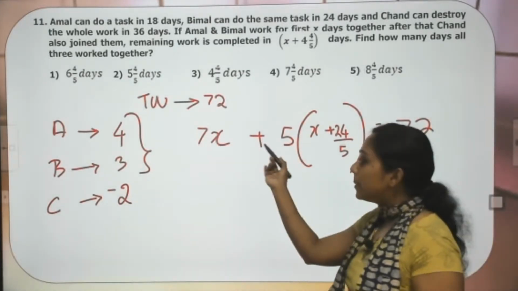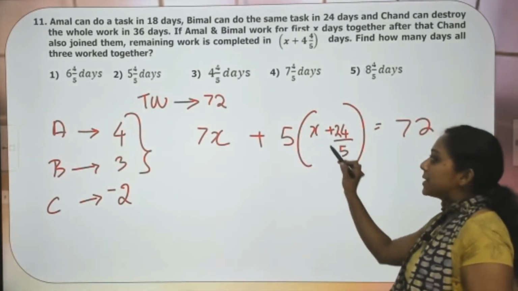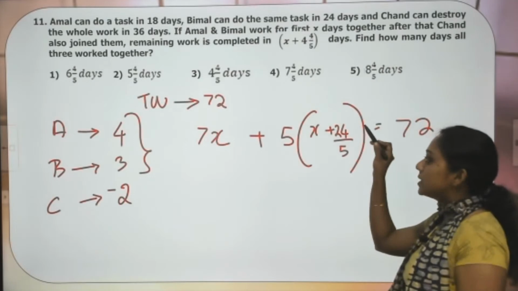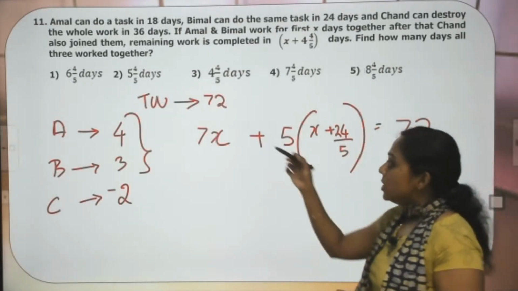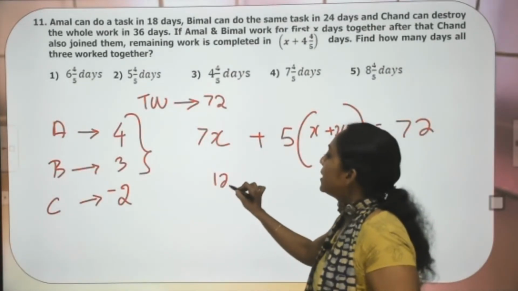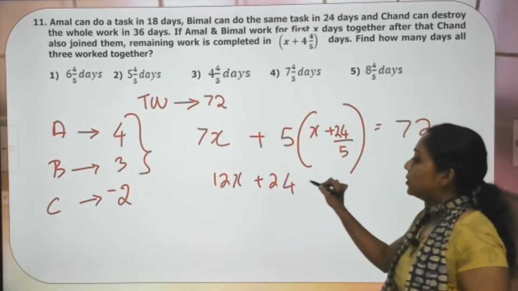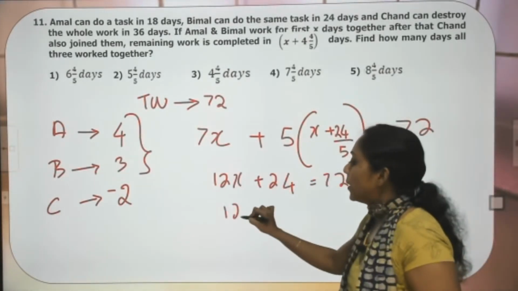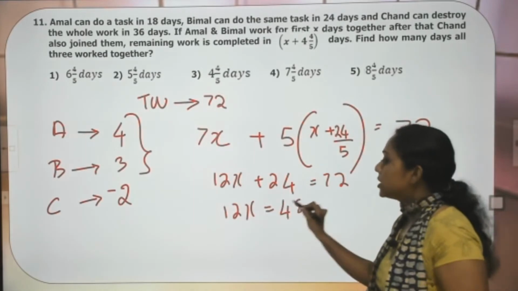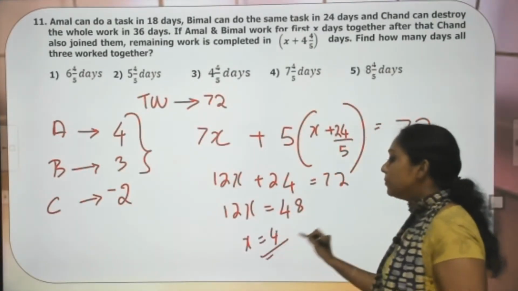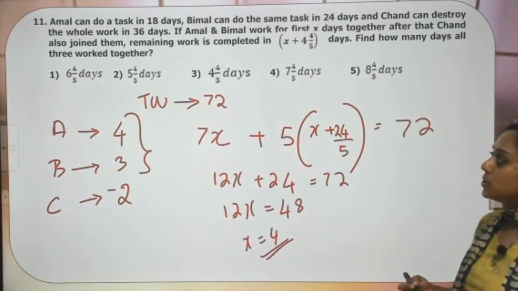So just open the brackets. This will be 5x plus these two 5 will be cancelled. So that is 5x plus 24. Okay. So 7x plus 5x is 12x plus 24 is equal to 72, or you will get 12x is equal to 48, or you will get x is equal to 4.